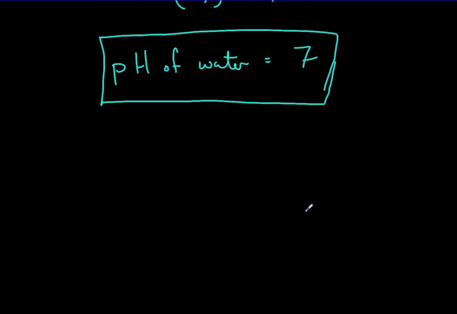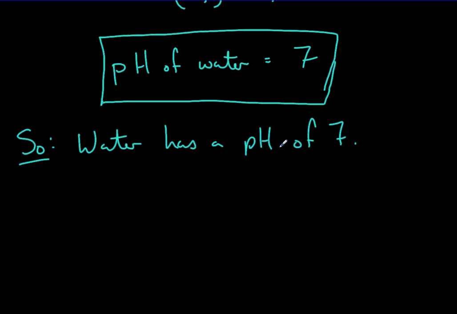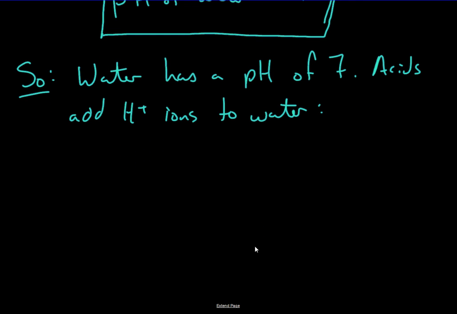Now, let's wrap it all up. So, long story short, water has a pH of 7. Get what pH is, rewind, and watch it again. So water has a pH of 7. Acids add H plus ions to water. So let's see what that's going to do to the pH.